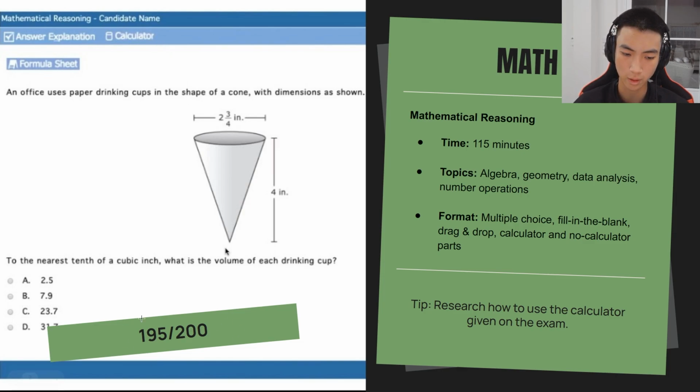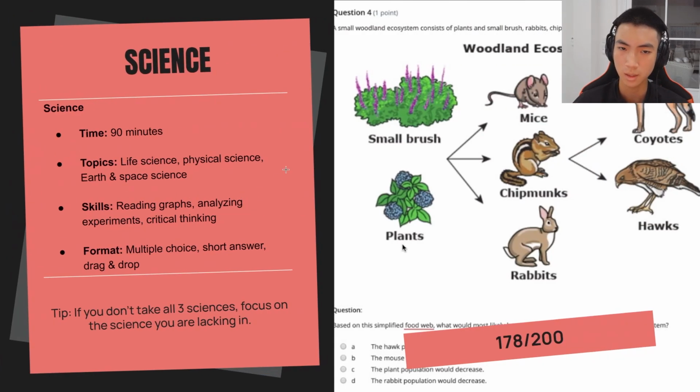And this is my score right here, 195 out of 200. It is my highest scoring exam. So yeah. The next one is the science part. The science part was a bit more challenging, especially if you don't take all three sciences. Well, I'll get to that later. But first, let's look at the statistics or the format of the science exam. It'll give you 90 minutes, which is a pretty short test. That's an hour and a half.